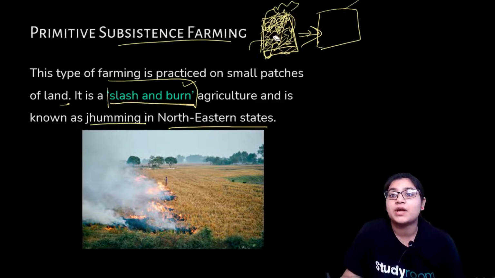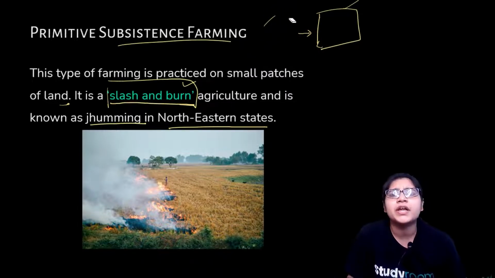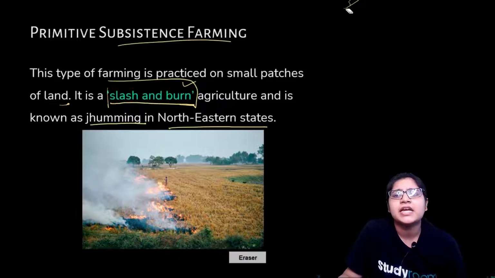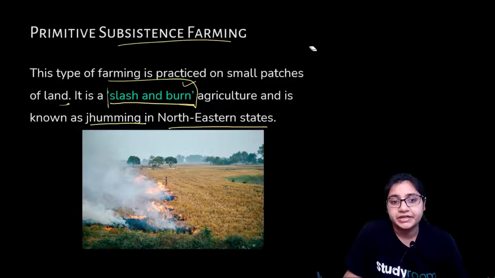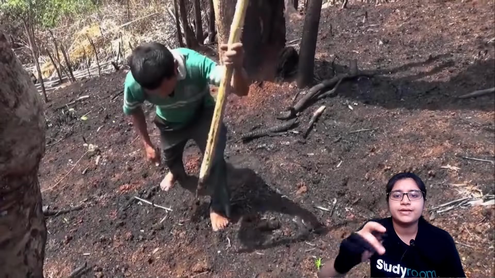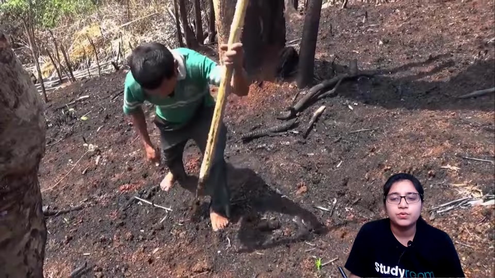But it also has several complications because the entire place might catch fire. Sometimes it happens that forest fires take place because of this cultivation, but this is often done with a lot of care and patience and time, and therefore when necessary precautions are taken, then bad things don't really happen. Okay, it is referred to as jhuming in northeastern states. So you can see the video here, and jhuming is also referred to as Bewar, Podu, Kumari in certain areas.